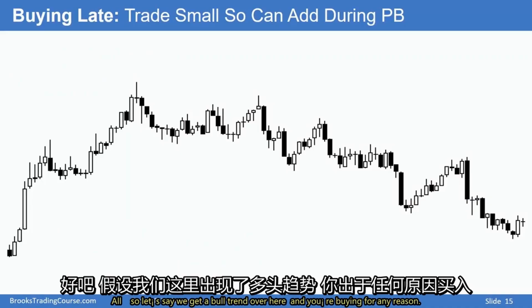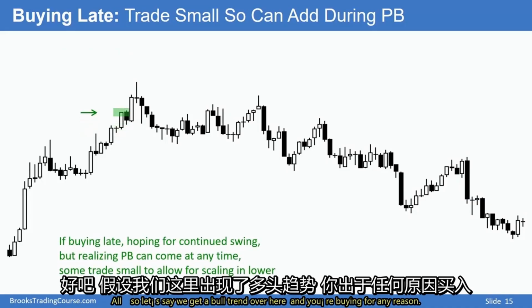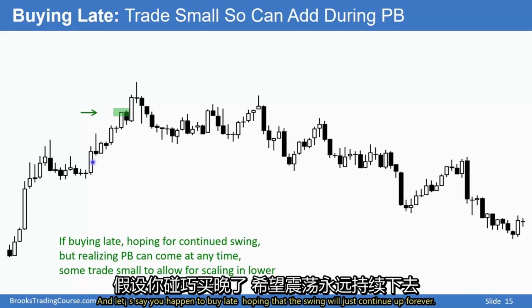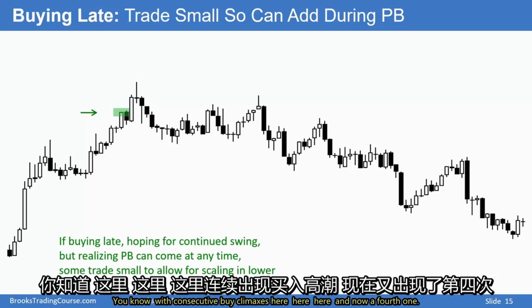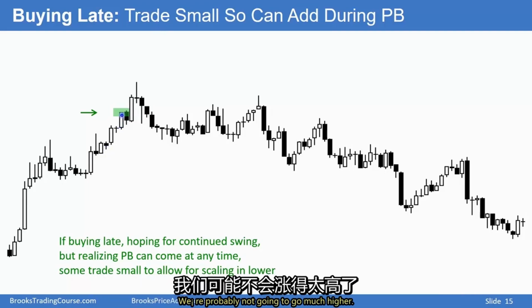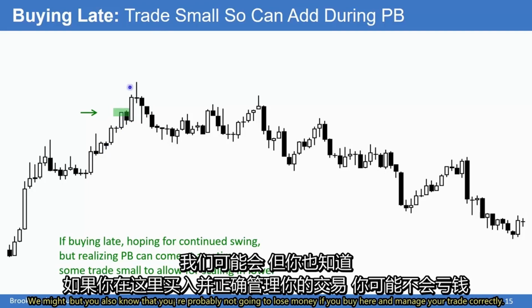All right, so let's say we get a bull trend over here, and you're buying for any reason. And let's say you happen to buy late, hoping that the swing will just continue up forever. You know, with consecutive buy climaxes here, here, here, and now a fourth one, we're probably not going to go much higher. We might, but you also know that you're probably not going to lose money if you buy here and manage your trade correctly.